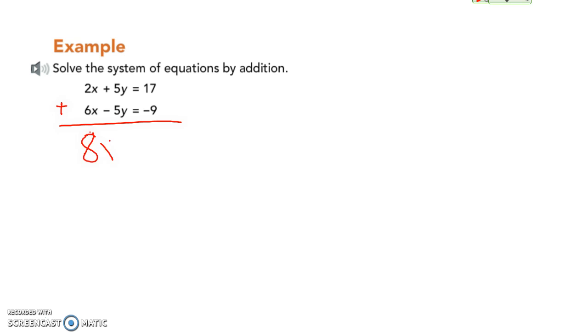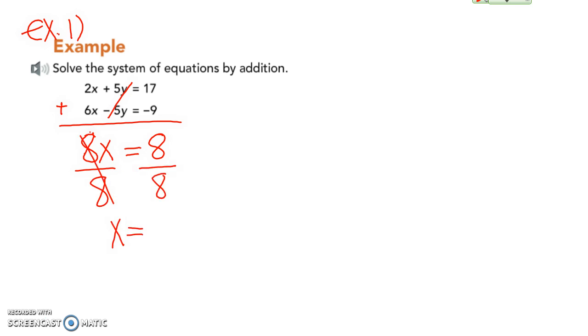By the way, do this in your notes. This is example 1. I do want this one in your notes. 2x plus 6x is 8x. 5y minus 5y is 0. So those go away. I could put a 0 if I wanted to. And then 17 minus 9 is 8. Oh, that's so nice. Isn't it so nice? So now I can just quickly solve for x. And I get x equals 1.